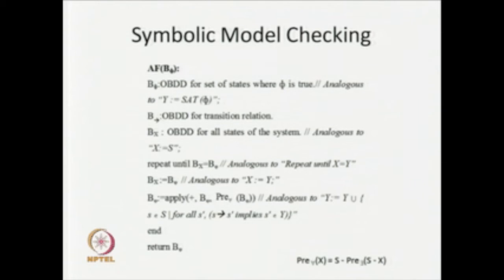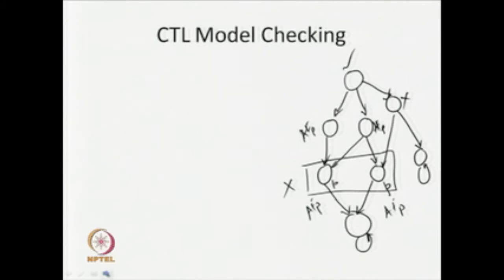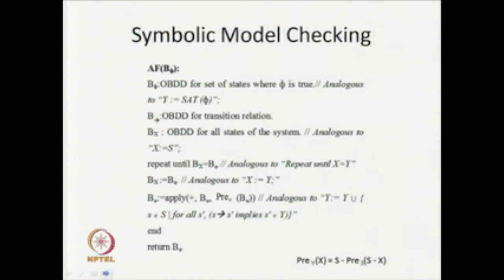B phi is the OBDD representation of the set of states where phi is true. First, we are going to start from those particular sets of states where a given formula is true. Like that, we are starting from this subset, and now going to perform the predecessor operator and find out the states where AF phi will be true. So, first we take the OBDD representation of the set of states where phi is true, and B arrow is the OBDD representation of our entire transition system, which may be a reduced OBDD also.